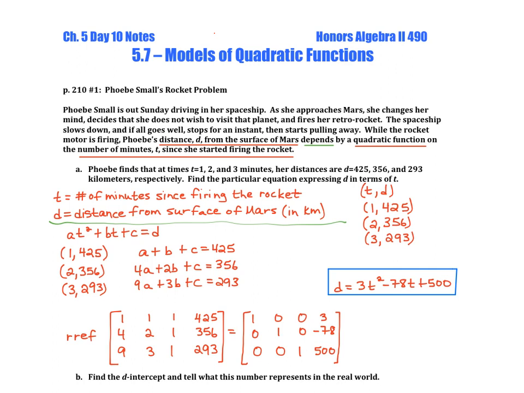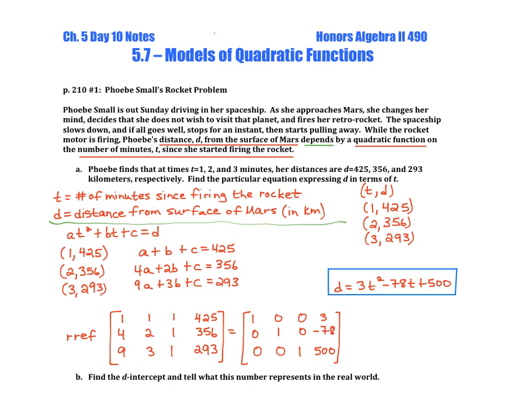So in defining our variables, they were really nice to us. They basically gave them to us in the initial paragraph. So t is the number of minutes since firing the rocket, and d is the distance from the surface of Mars in kilometers. So take the variables that were given and make them very, very specific.